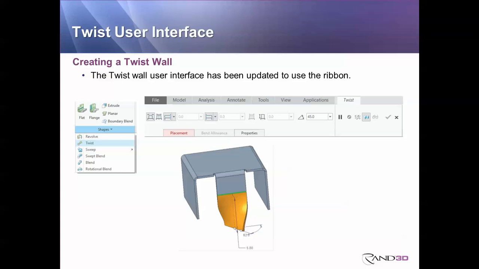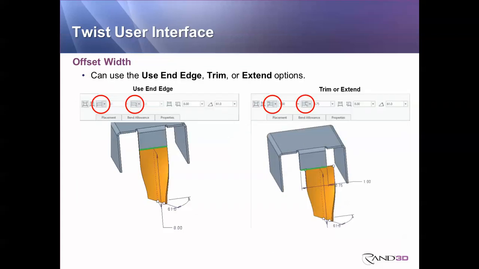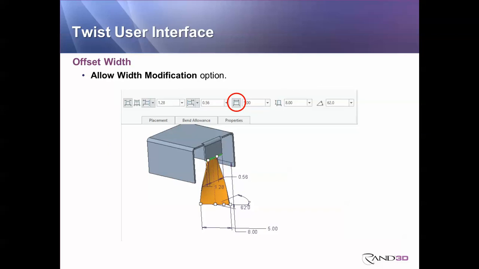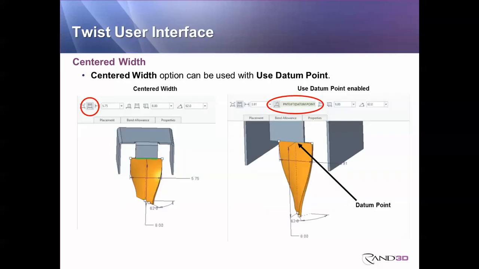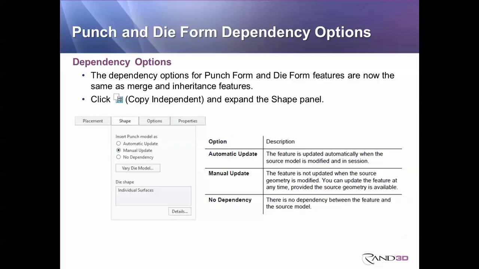You still need the same information to set up a twist wall, but you can use the use in edge, trim, or extend options. That's an enhancement as well. You can allow width modification, and you've got a center width option that can be used with a datum point.